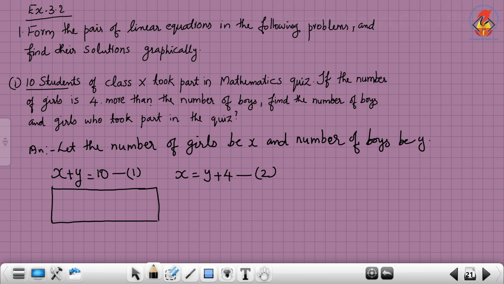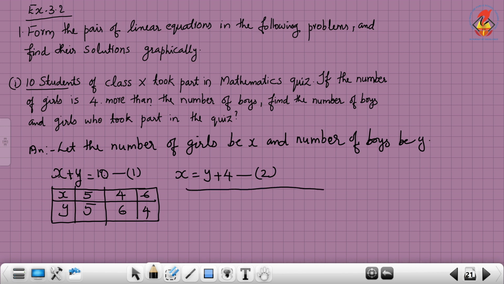X, Y: 5, 4, 6. Here, in the place of X, you substitute 5. 5 plus Y equal to 10, Y equal to 10 minus 5 equal to 5. Next, substitute X equal to 4. 4 plus Y equal to 10, 10 minus 4 equal to 6. Next, 6 plus Y equal to 10, 10 minus 6 equal to Y, that is 4.